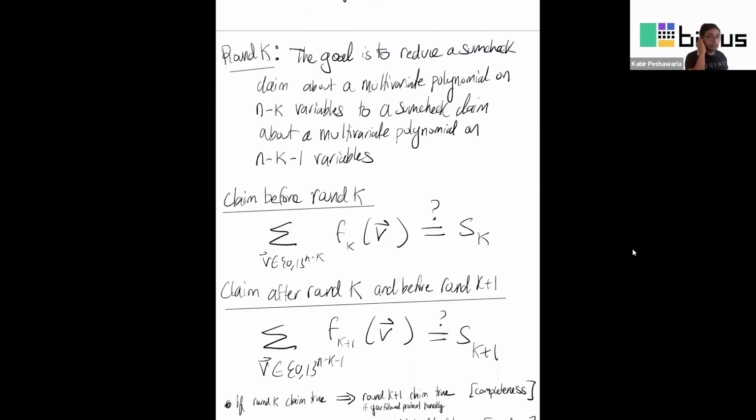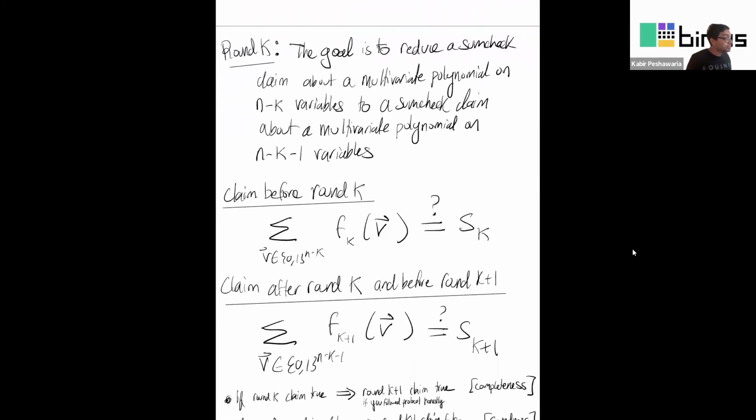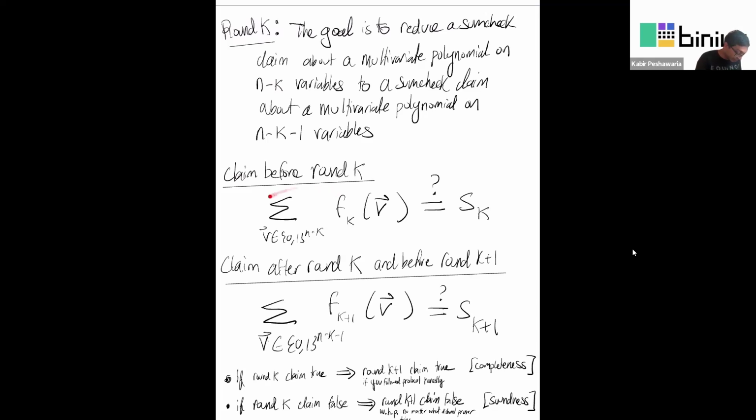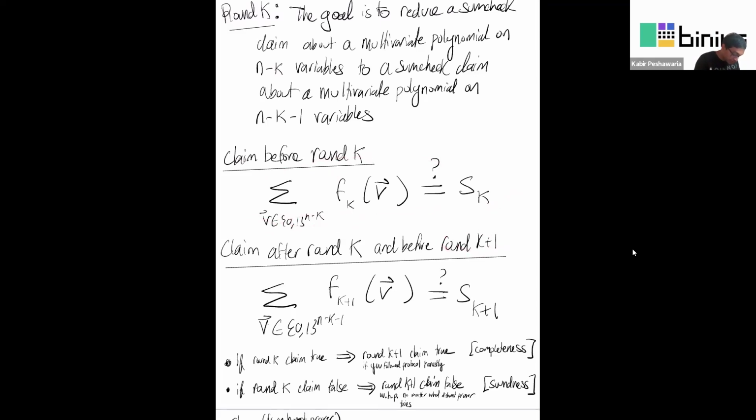In round k, our goal is to reduce a Sumcheck claim about a polynomial on n minus k variables to a Sumcheck claim about a polynomial on n minus k minus 1 variables. The claim before round k looks something like this: we're summing over n minus k length bit strings. And the claim after round k and before round k plus 1 is something like this: we're summing over n minus k minus 1 length bit strings. They're half as many as n minus k length bit strings.